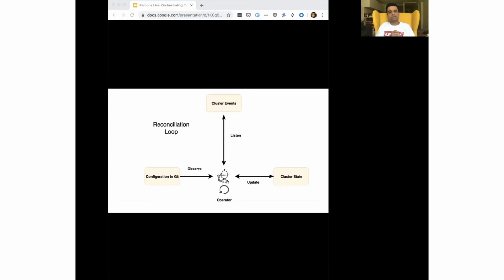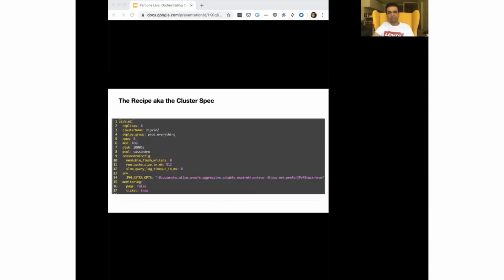The way it looks is that the operator constantly observes the configuration in Git for any changes. It constantly listens to the cluster for any cluster events like node dying and so on. And it integrates both these observations and tries to update the cluster state in a continuous reconciliation loop. And this is how the cluster specification looks. As you can see, it shows things like a number of replicas, the cluster name, CPU, memory, disk, what kind of JVM options if required, monitoring options, Cassandra configuration, and so on.